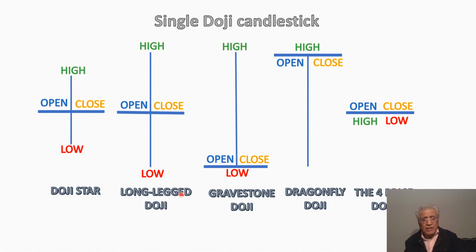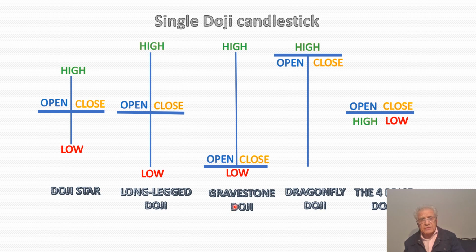This is called the long leg Doji, open and close at the same place. So the volatility in this candle is very high. And again, that means indecision in the market.